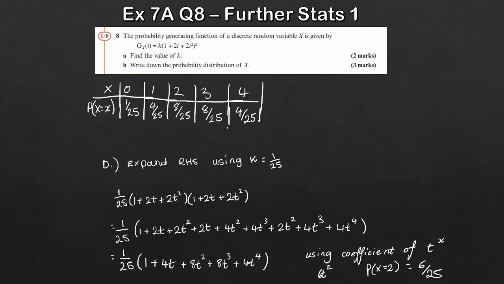A good way to check your answer is that these should add up to 25 over 25, the sum of it. If you do that, what you will find is that it does come to 25 over 25. So there we have it. That's all we've got to do for the probability distribution of x. Okay, so that's 5 marks in total for that question.